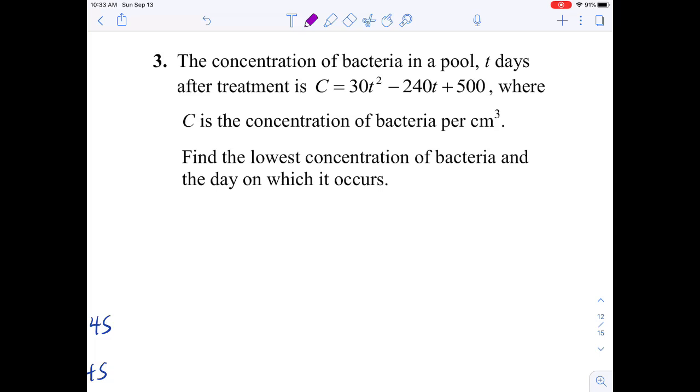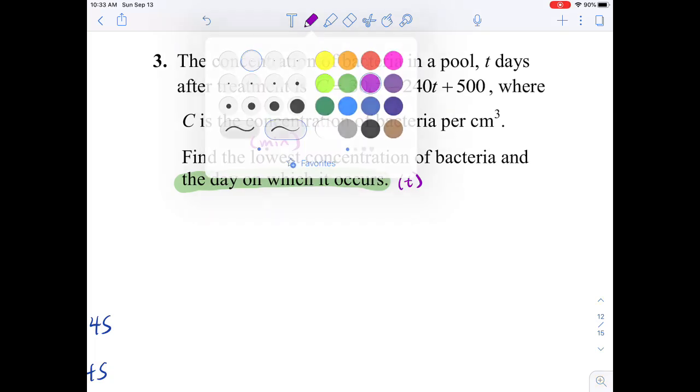We want to find the lowest concentration. So that word lowest is a fancy way of saying minimum value of concentration. The lowest concentration would occur at its minimum value. But also note that we want the day on which it occurs. So we're trying to find the t value when that minimum occurs. So it's really like we're solving the same situation that we were in our previous one. It's just that it happens to apply to a completely different real-world situation.